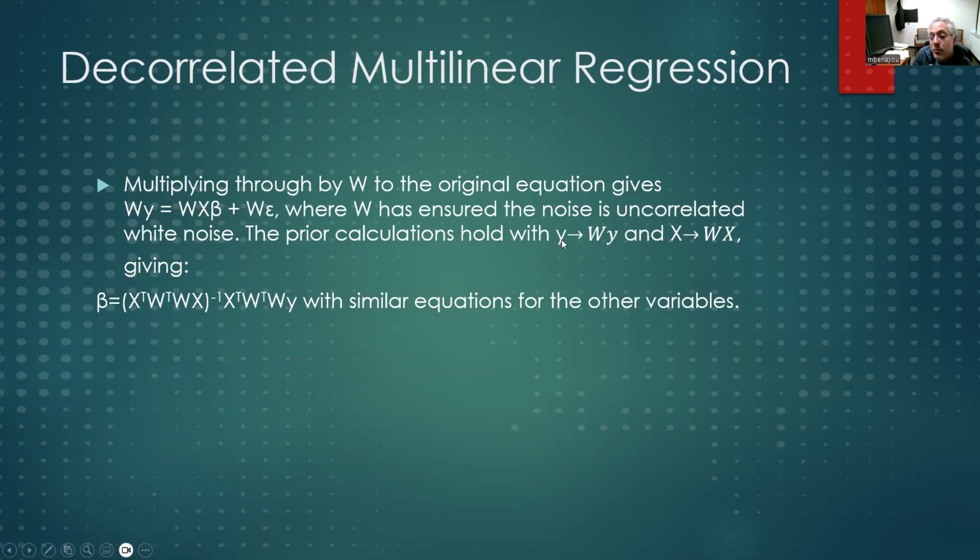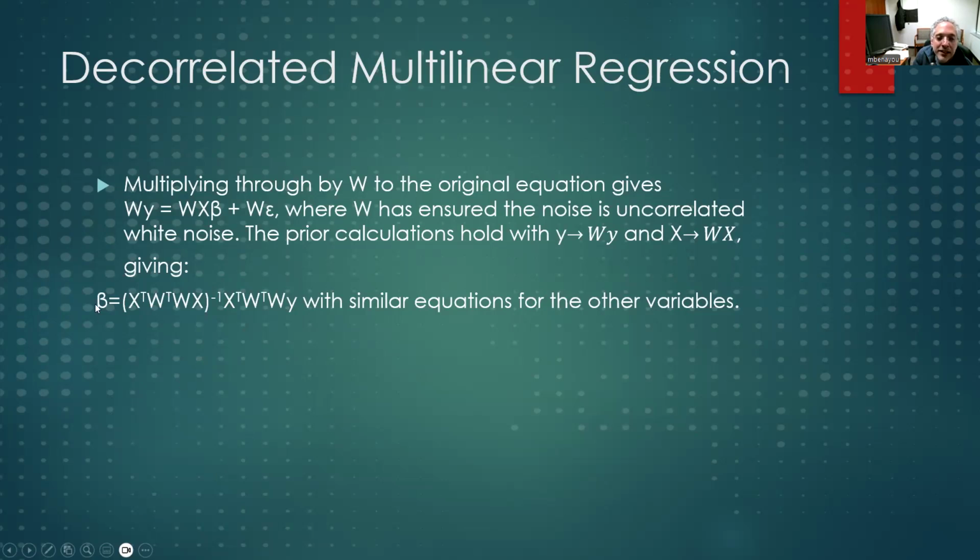And so if you make the translations that Y goes to WY and X goes to WX, you can then update beta and update all the other parameters in the math on the previous slides. And this takes care of any potential temporal correlation in your data that you hadn't considered pre-whitening. And then you just whiten it.